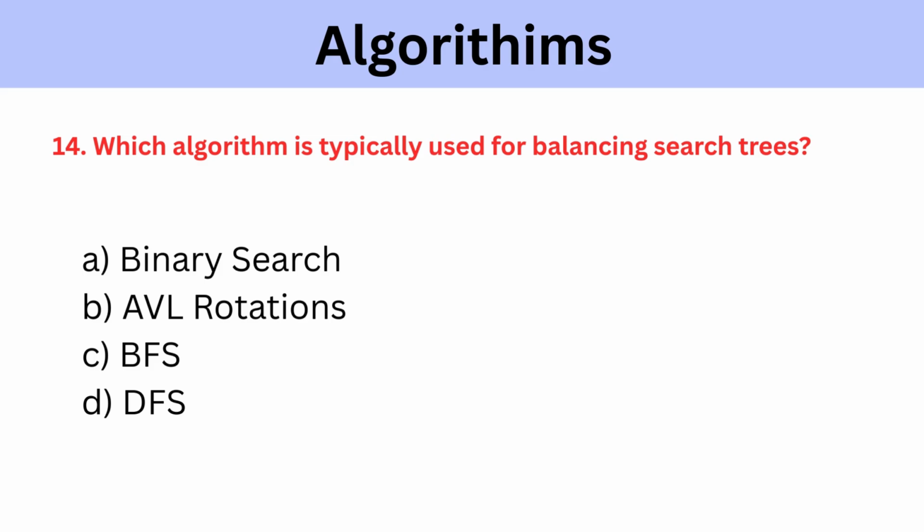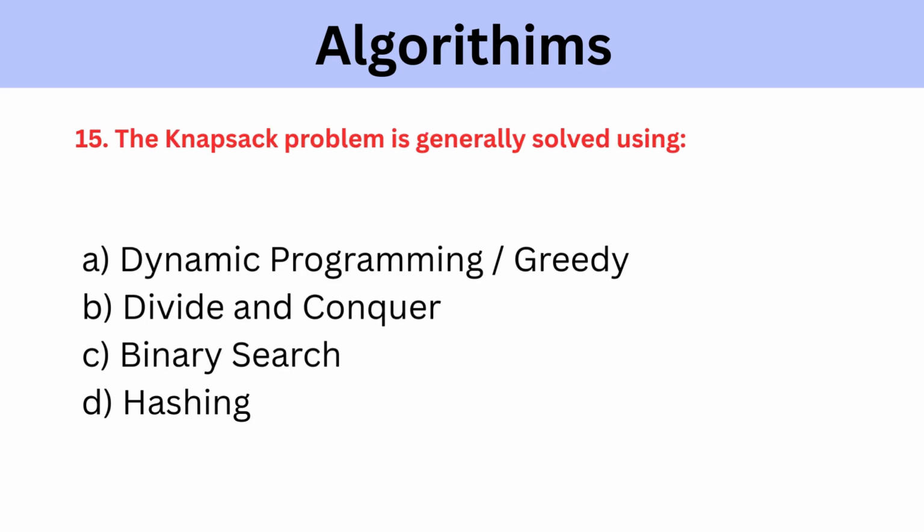Which algorithm is typically used for balancing search trees? A. Binary search. B. AVL rotation. C. BFS. D. DFS. The correct answer is option B, AVL rotations.